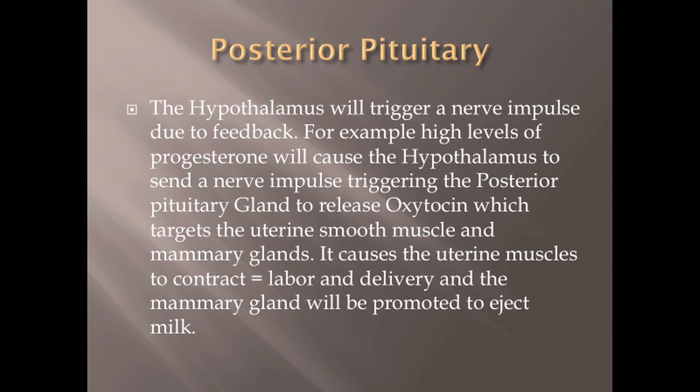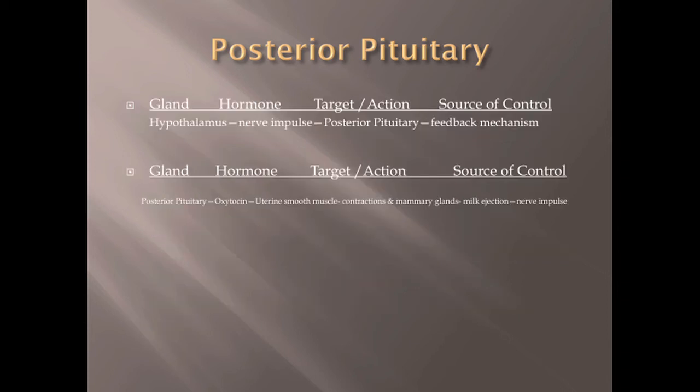So the posterior pituitary, basically the hypothalamus will trigger a nerve impulse due to feedback. So for example, high levels of progesterone in the blood will cause the hypothalamus to send a nerve impulse to the posterior pituitary gland to release oxytocin, which targets uterine muscles, smooth muscle, and mammary glands, and it causes the uterine muscles to contract, which the outcome will be labor and delivery, and then the mammary glands will be promoted to eject milk.